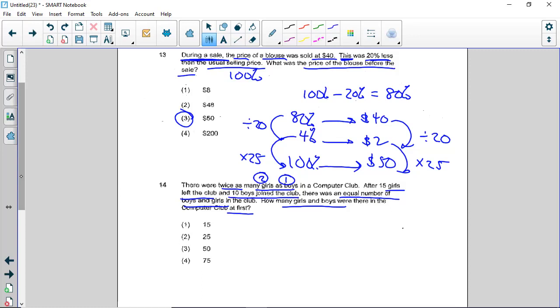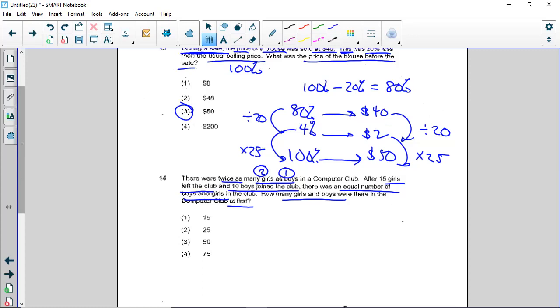Okay, now if you find the lesson a bit too fast, then just look at the video, all right? Look at the video and it will help you to slow down because you can pause the video anytime. So what's the method here? The method here is to draw the model.